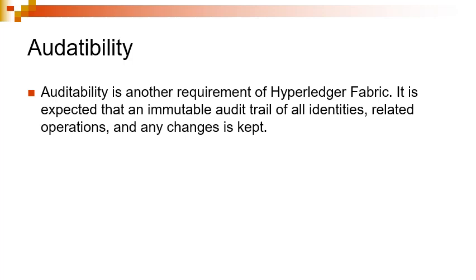It is expected that an immutable audit trail of all identities, related operations and any changes is kept. Whatever changes we make in the blockchain, that information should be maintained, and from that history we can check the auditability of Hyperledger Fabric. We can check what happened previously, what the previous state of the system was, who the participants are, and what the current state is, from the audit trail of Hyperledger Fabric.